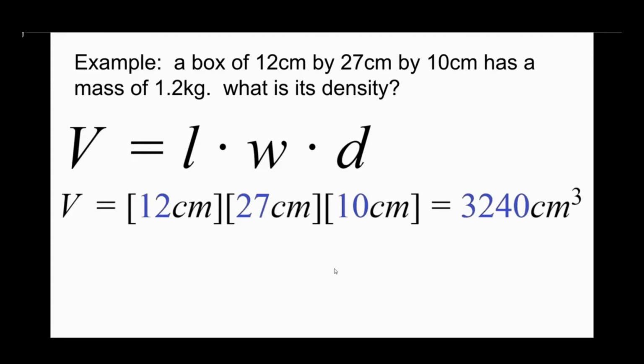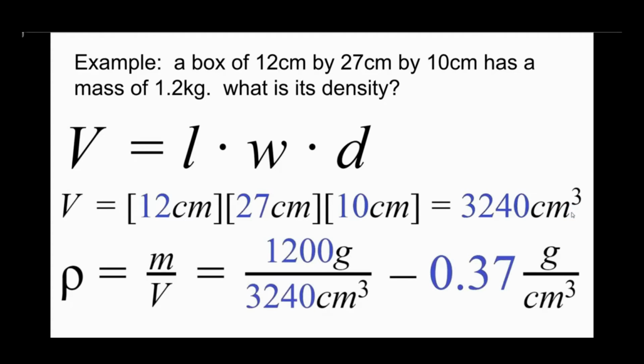I like putting things in brackets, square or round, doesn't matter. I've highlighted the numbers in blue for you, and notice I've kept the units. And I get this, 3240 cubic centimeters. Then when I calculate density, I'm going to use rho. Density is mass over volume. There's my mass. There's my volume. I get a density of 0.37 grams per cubic centimeter.